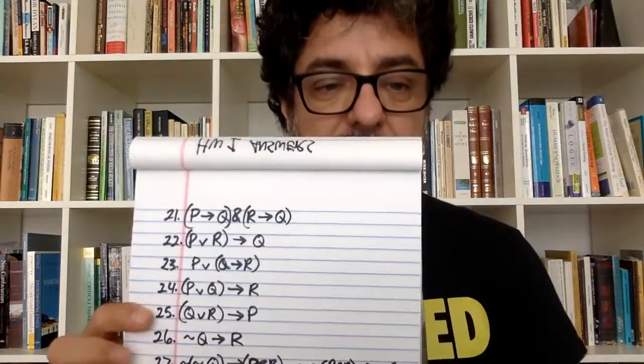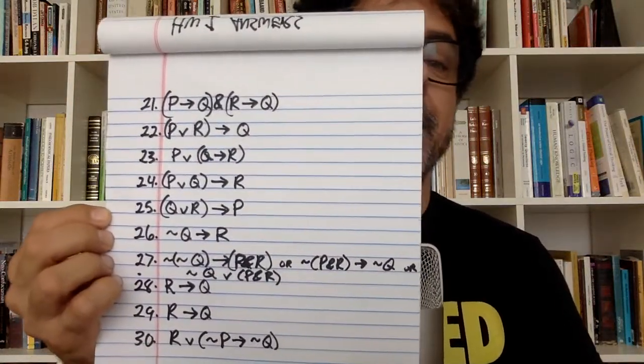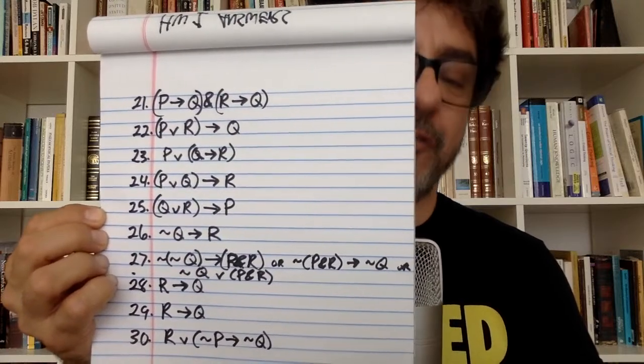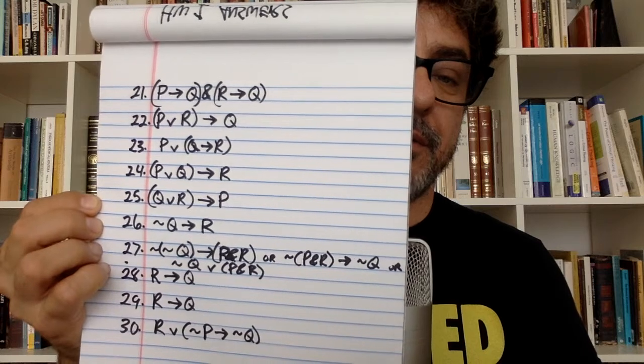Now, let me hold up. Give me a second. Let me hold up my answers symbolized for numbers 21 through 30. And I did these in rather large print that way, and excuse the chicken scratch. There we go.